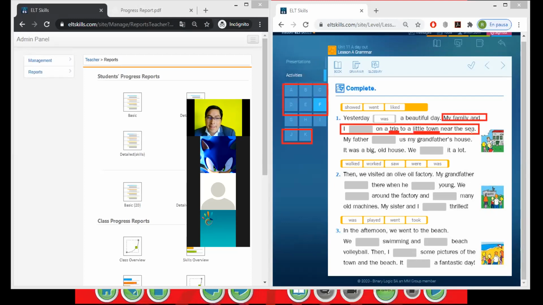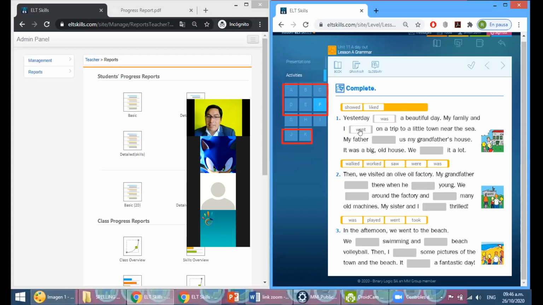Profesor, like it es me gusta, ¿no, profesor? Like it. En pasado, Verónica. ¿Cuál es el pasado de gustar? Me gustó. That is in Spanish, ¿no? In English, like it. Similar, ¿no? My family and I me mostró, mi familia y yo mostró. Mi familia y yo fuimos. Mi familia y yo gustó. Fuimos. Went. Went on a school trip to a little town near the sea.